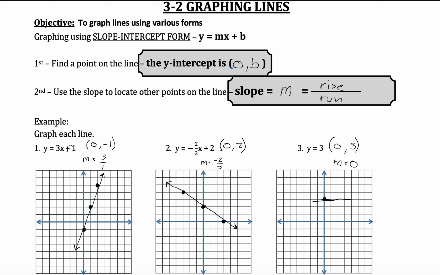Again, that was bad. I'm going to give that another shot here. Try to see if I can have a straight line. Mostly straight. So we have our horizontal line with our slope of 0 on y equals 3.